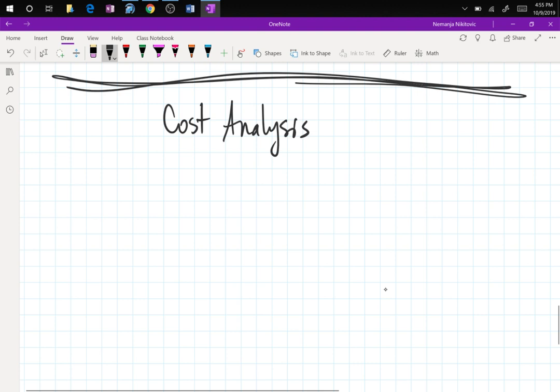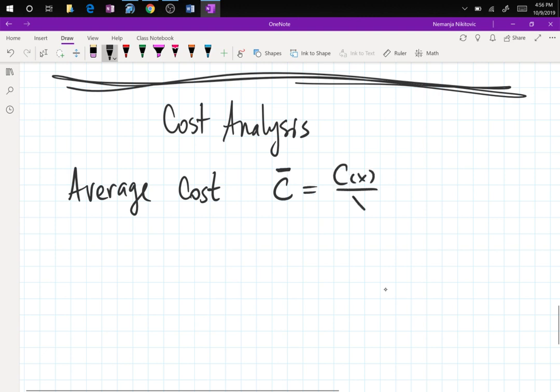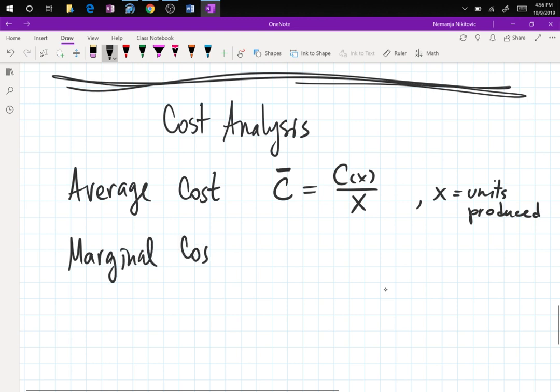We are going to talk about the average cost, which is C with the bar on top, which is your cost function divided by the units. I'll just say X equals units produced. And then we also talk about marginal cost, which is just the derivative. Just the derivative. So in the business world, they do not use the word derivative, they use the word marginal.